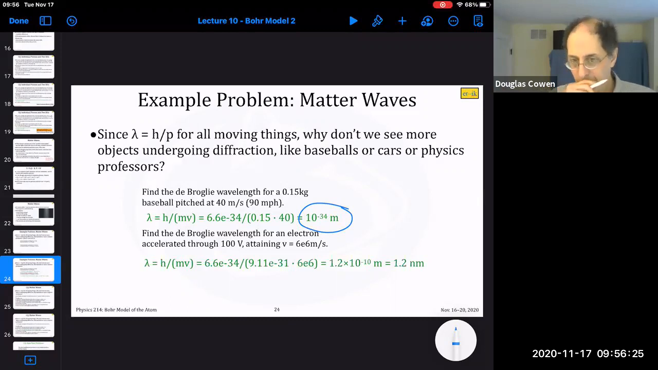Now, the electron, on the other hand, has a de Broglie wavelength that's equal to 1.2 nanometers. And that's a distance that can easily be created. We can make openings that are this wide, and it even occurs in nature. So, you know, a crystal lattice of a metal, for example, has slits effectively that are roughly this dimension.